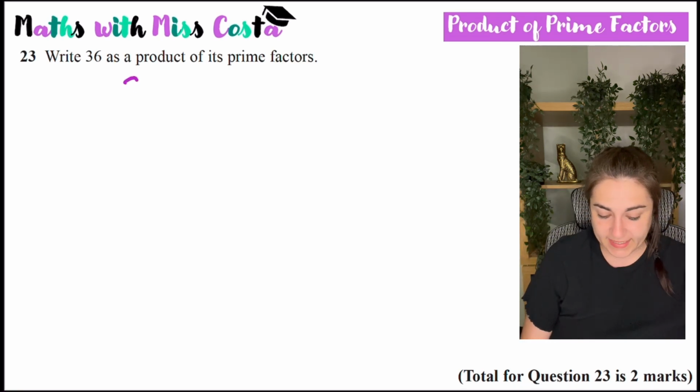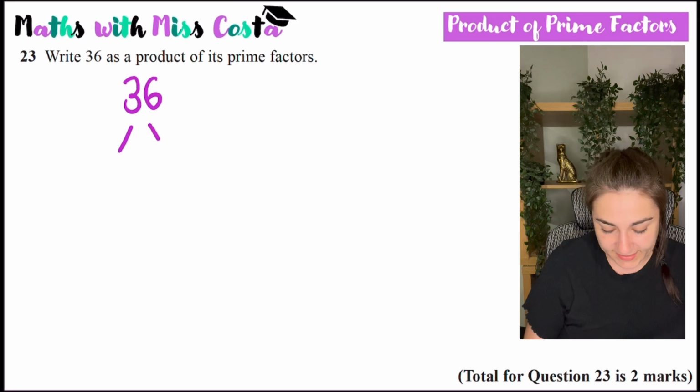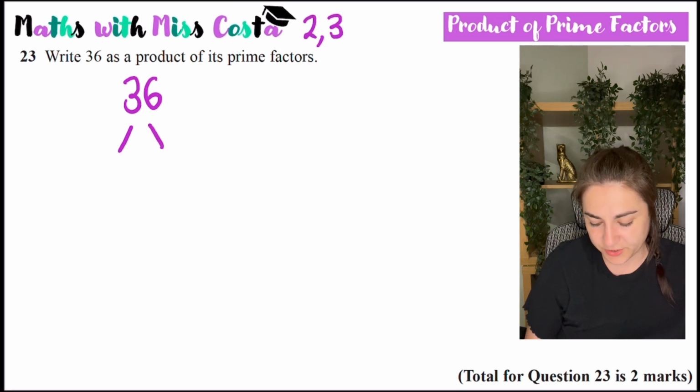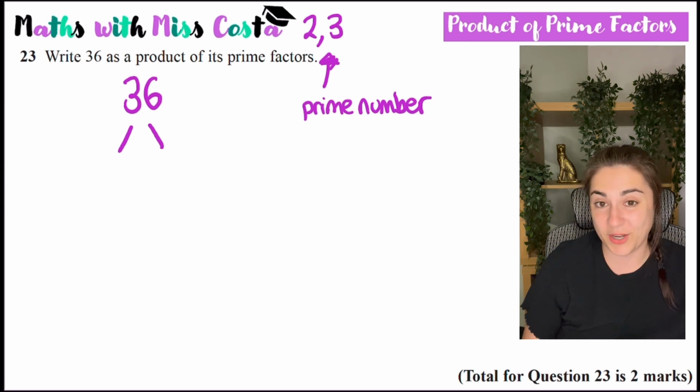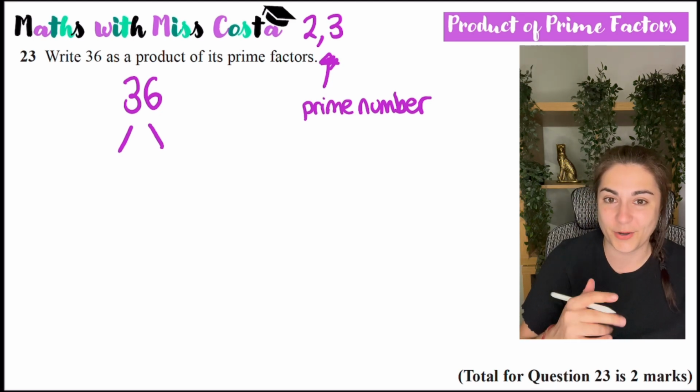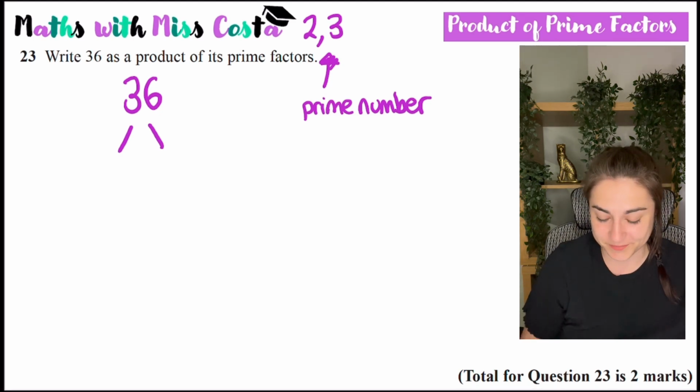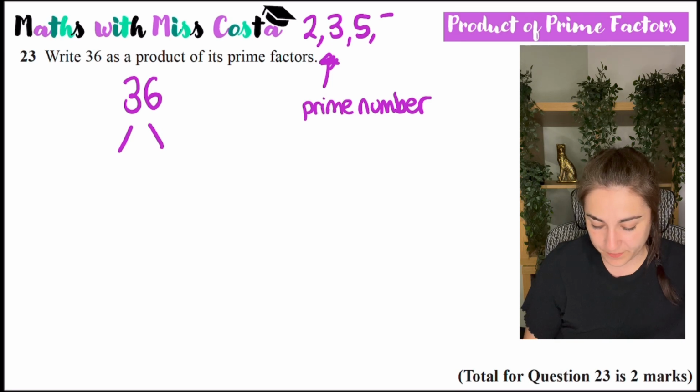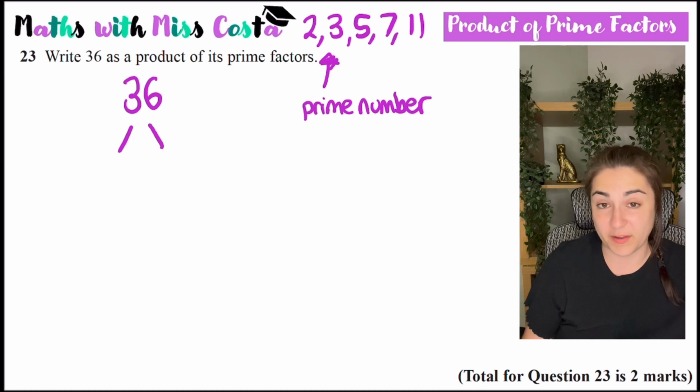Next, I need to write 36 as a product of its prime factors. So I start with 36, and prime factors, it's really good to just recap on the prime numbers. Essentially a prime number is a number that only has 2 factors, 1 and itself. So that's why 2 is the first prime number, because 1 only has 1 factor, 1 times 1. So 2, 3, 5, 7, 11 are my first prime numbers.